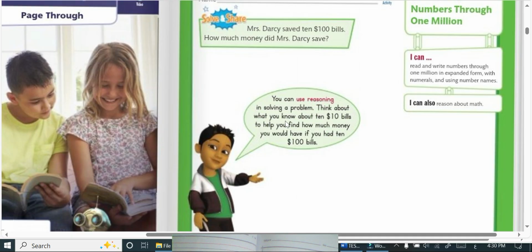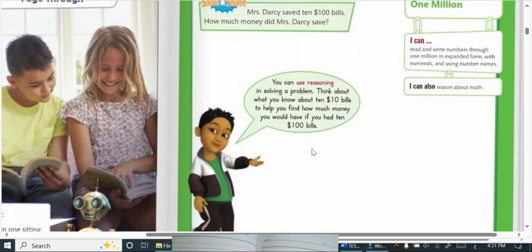Think about what you know about 10 bills to help you find how much money you would have. You had 10 100s. So we know 10 times 100 equals 1000. We must add 100 ten times to get 1000.